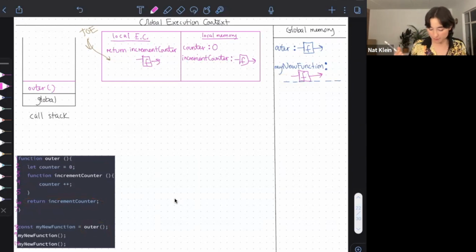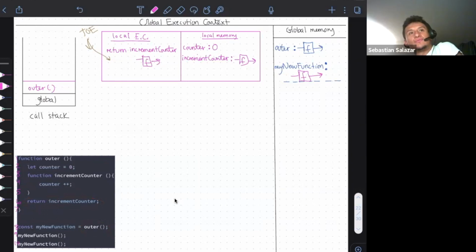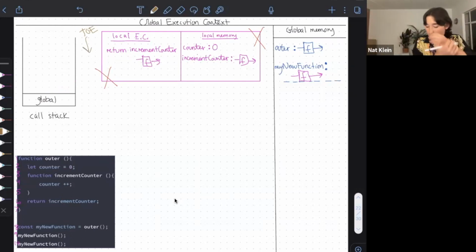So are we done executing outer's function body, Sebastian? Yeah, we returned increment counter. Yep, we're done. It's eligible for garbage collection, and we can pop off outer from the call stack and weave our toe back into our global execution. Awesome. Yes, we have now cleaned up from that. This local execution context, as you said, is eligible for garbage collection. Pop that stack frame off of the call stack. Awesome. So what line are we on now? What line is the interpreter going to handle next?